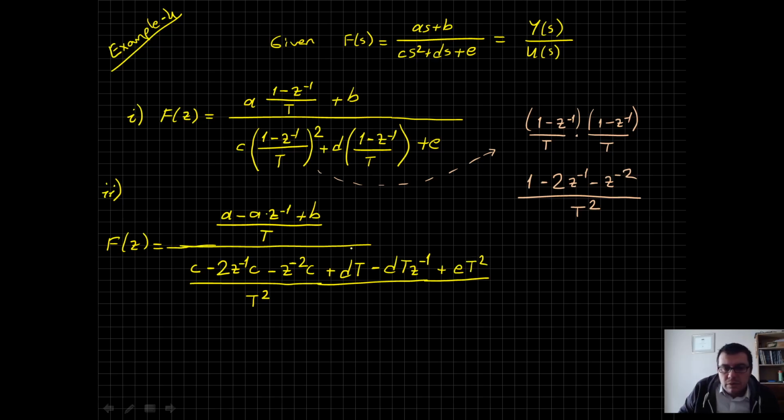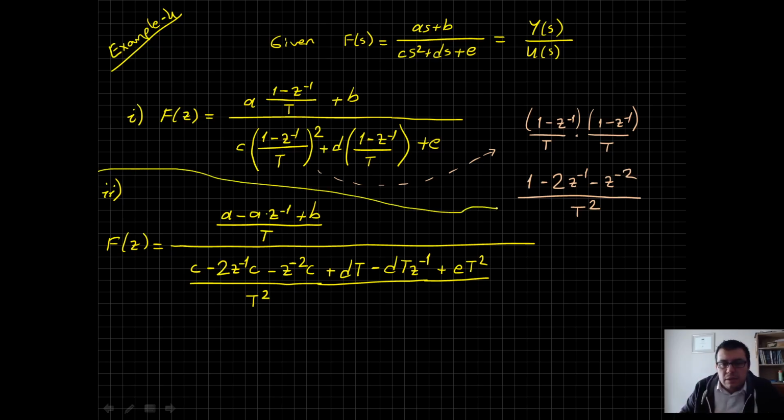So we have this big transfer function F of z. I know it looks a little bit weird, but we can simply equate this to Y of z over U of z, right? Now we can try to simplify this equation.